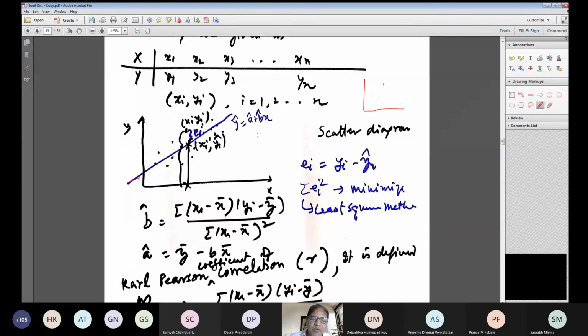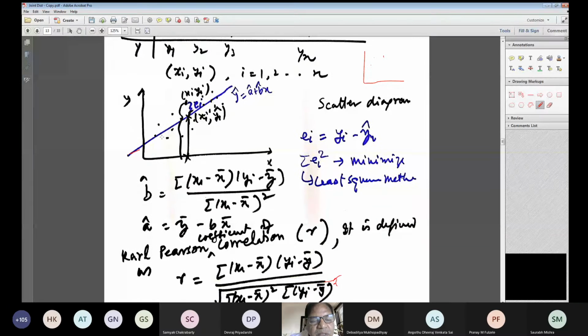Means you have to draw the inference based on the sample for the population. So there is a theory of estimation, theory of testing of hypothesis, and many more things. Those things are not part of your course. So here, this is the fitting of the line.